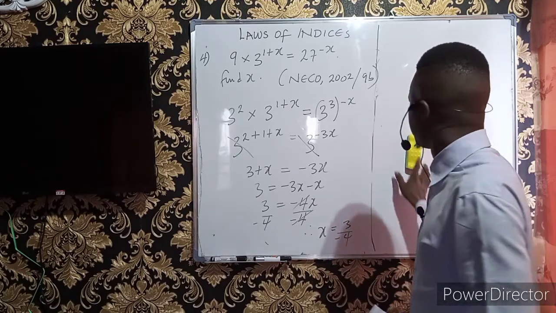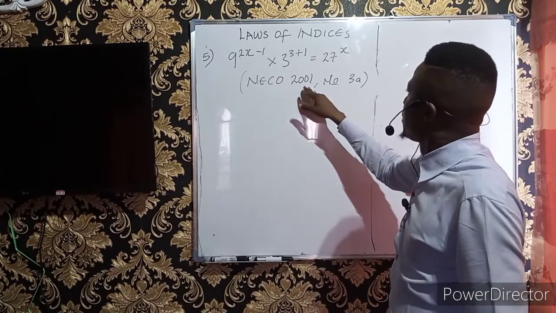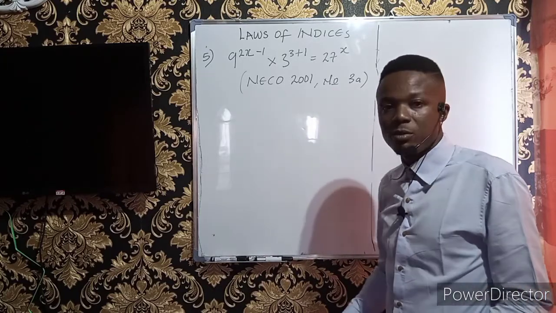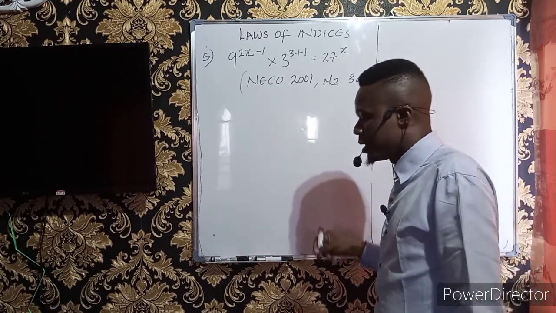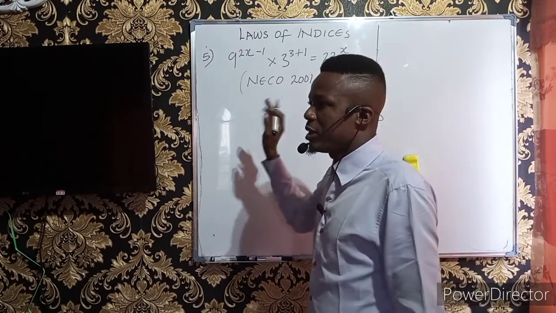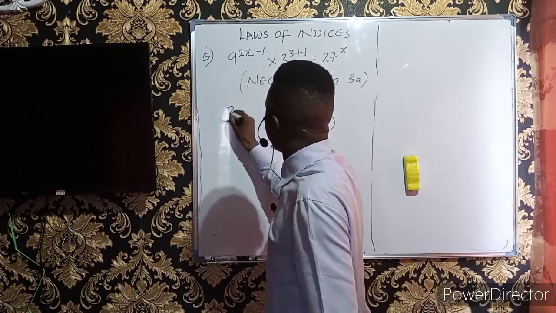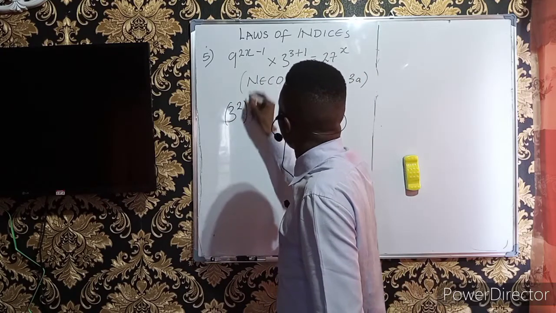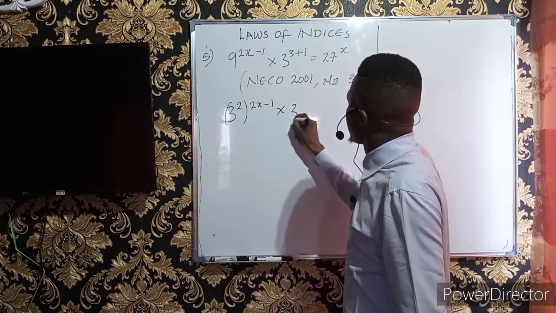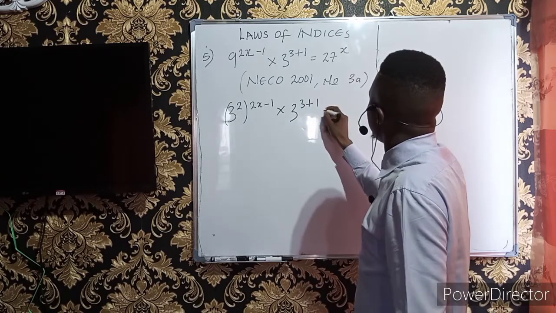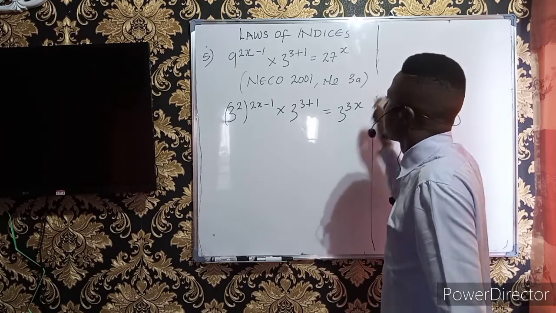Let us continue. The question we have at hand, the fifth question, is coming from NECO 2001, and this is a theory question, question number 3A, where we are asked to solve for the value of x. Just like the fourth question we just concluded, to deal with problems like this, you have to ensure that they all appear in the same base. So 9 can be written as 3 power of 2, and we'll have 2x minus 1 as the power, times 3 power of 3 plus 1, equals 27 can be seen as 3 power of 3. Then we attach our x.